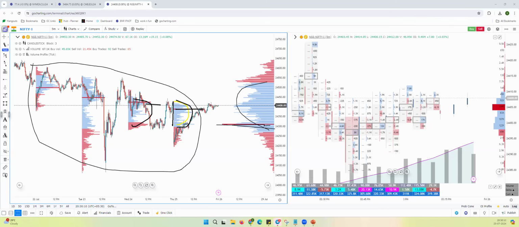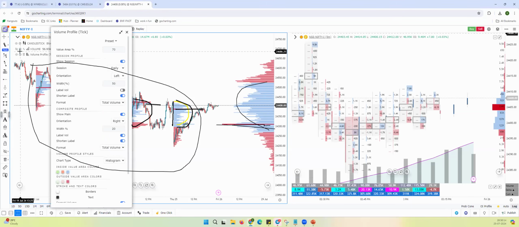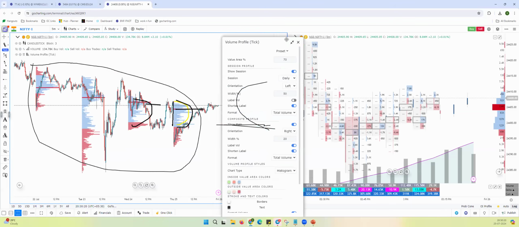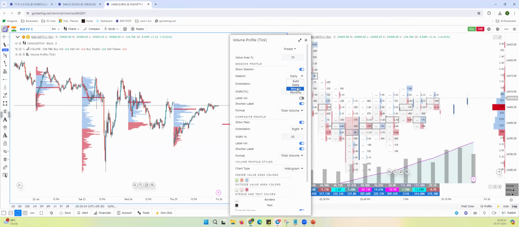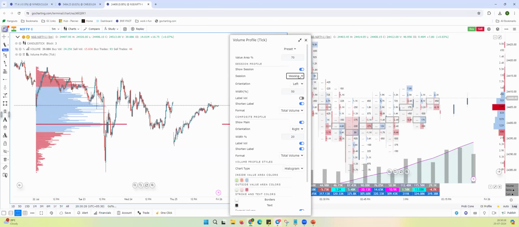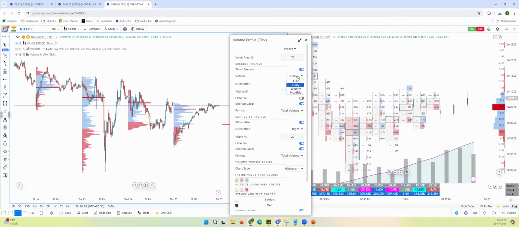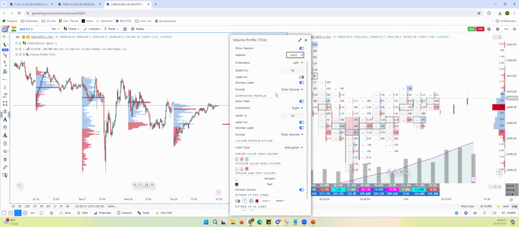Now, I'll quickly cover the settings. Here you can choose the frequency. For example, you want daily, weekly, or monthly. I have chosen daily. You can choose weekly, so it gives the weekly profile. Daily gives the daily profile. You can also leave it on auto, where depending on the chart time frame it will select daily, weekly, or monthly. Then orientation: whether you want the profile on the left or the right side.